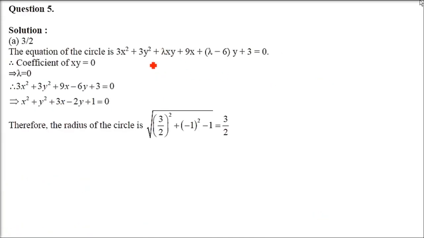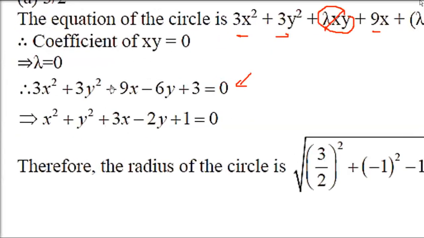And what will be the radius? Radius, you know, is under root g square plus f square minus c. If you compare it with x square plus y square plus 2gx plus 2fy plus c, lambda xy is not in the general equation of the circle. That means clearly lambda is 0. So when you have lambda is 0, put lambda here. Lambda minus 6 is minus 6y.